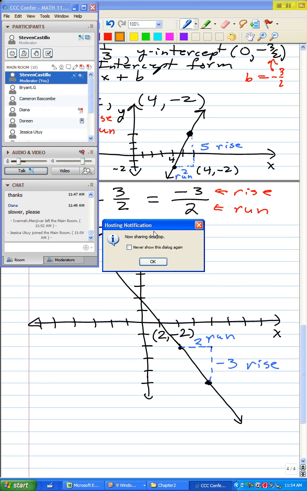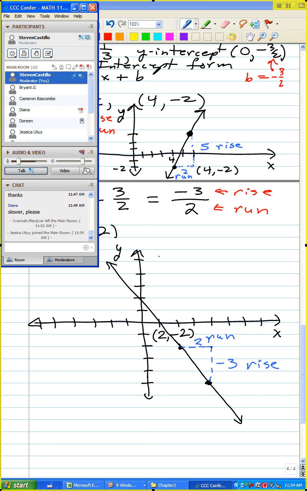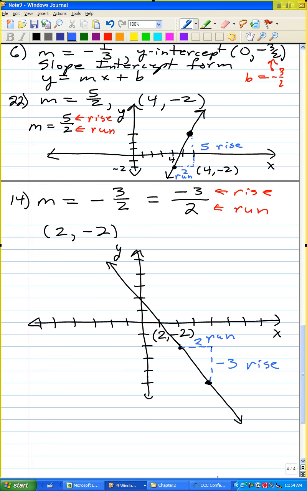And do this. Okay, can you see the screen again? Yes, okay. Okay, so sorry about that.